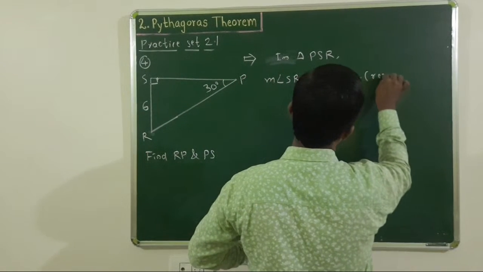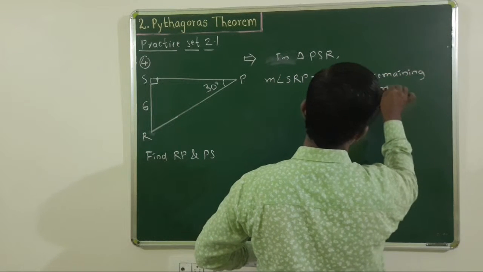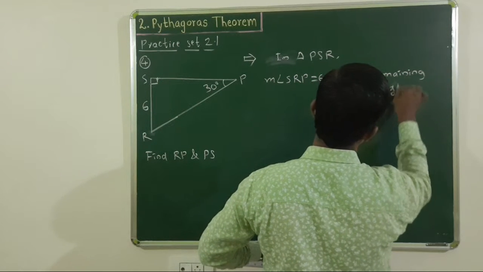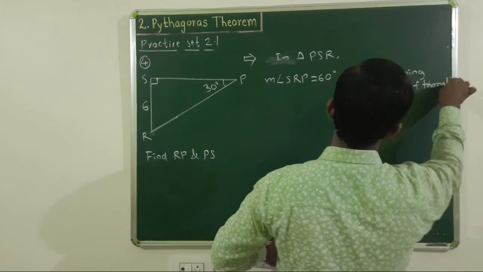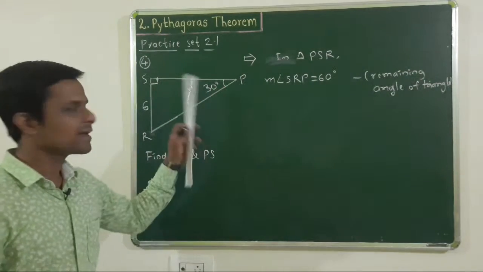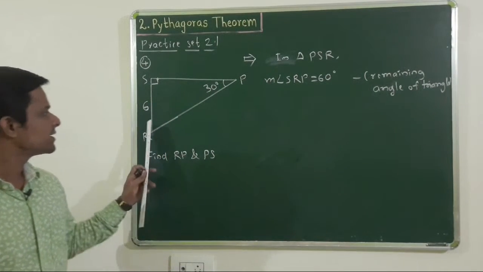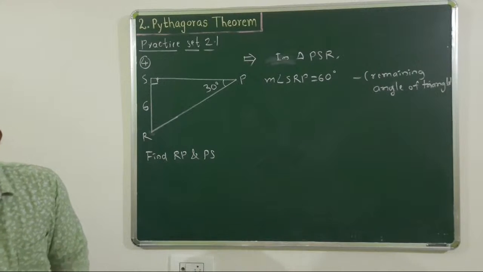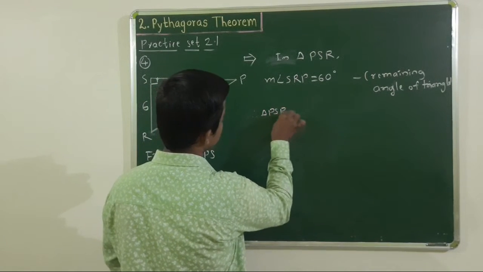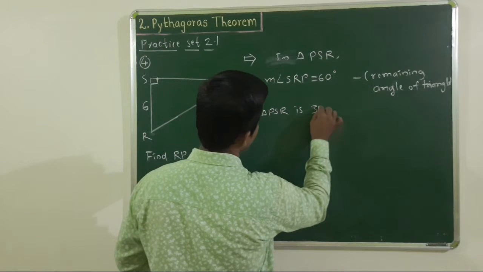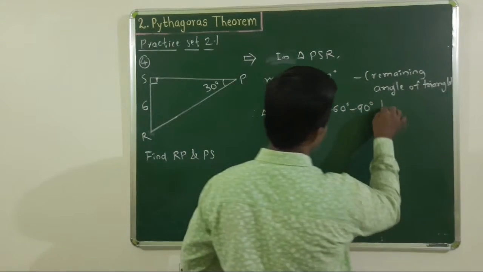Reason: remaining angle of triangle. The sum of measures of all the three angles is 180. By subtracting 90 and 30 from 180, we will get this angle as 60 degree. Hence triangle PSR is a 30, 60, 90 degree triangle.